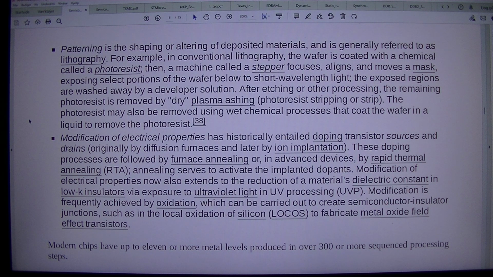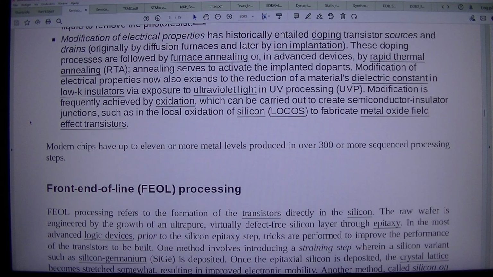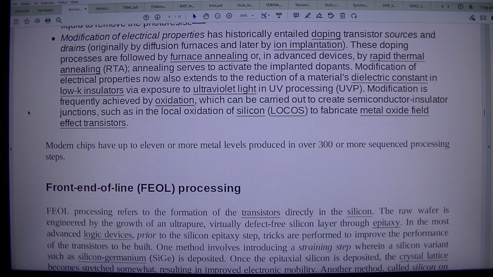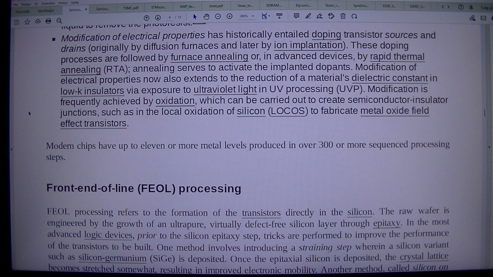Modification of electrical properties has historically entailed doping transistor sources and drains, originally by diffusion furnaces and later by ion implantation. These doping processes are followed by furnace annealing or, in advanced devices, by rapid thermal annealing, RTA. Annealing serves to activate the implanted dopants. Modification of electrical properties now also extends to the reduction of a material's dielectric constant in low-K insulators via exposure to ultraviolet light in UV processing, UVP.